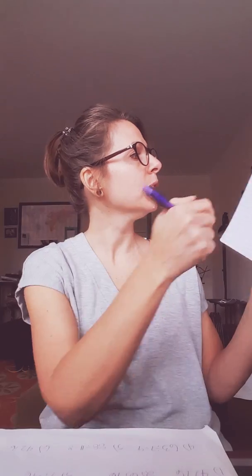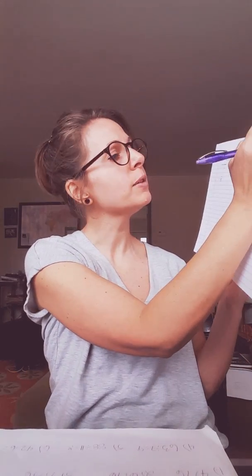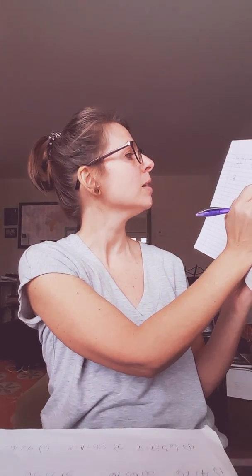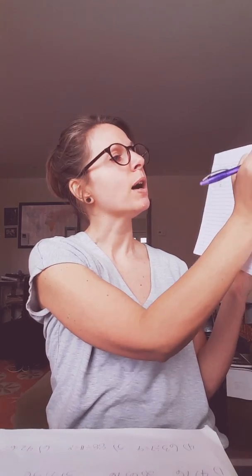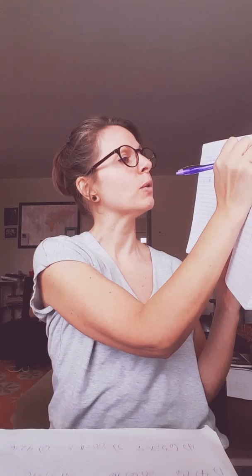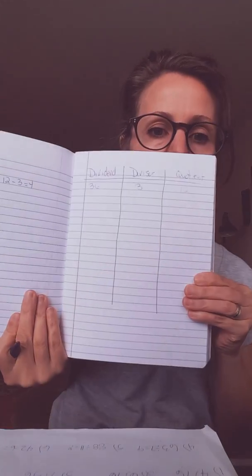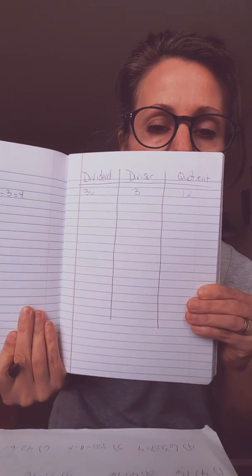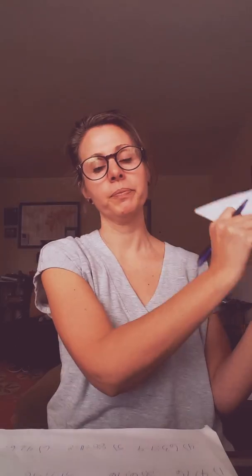Just like we just said. Okay, so 3 is the divisor. I'm going to put that in the divisor column. I'm going to put 12 in the quotient column, and I'm going to put 36 in the dividend column. Just like that. Do you get this? Okay, let's do another one.